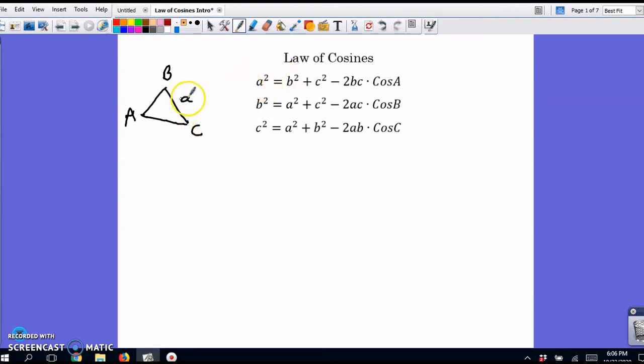Law of cosines just says A squared will be B squared plus C squared, the other two sides, minus 2 times B times C, the same two sides, times the cosine of A, the angle across from it. That's true if you start with side B too. So B squared would be A squared plus C squared minus 2AC cosine of B. So it's all pretty much the same, and you don't need to memorize these formulas. They'll be given to you anyhow, but it's more about how you use them.